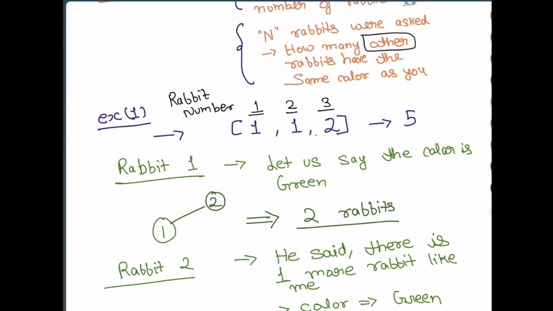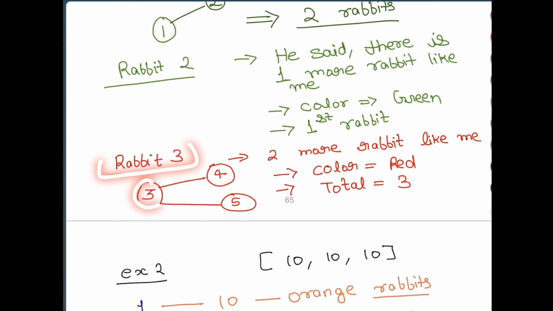So at this point of time, let us say that this is of some different color. So rabbit number 3 is of color red. According to rabbit number 3, there are 2 more rabbits which are of red color. So color red and color red, right? So we have the third rabbit to whom we were asking the question, and 2 more, rabbit number 4 and rabbit number 5, which are of red color.